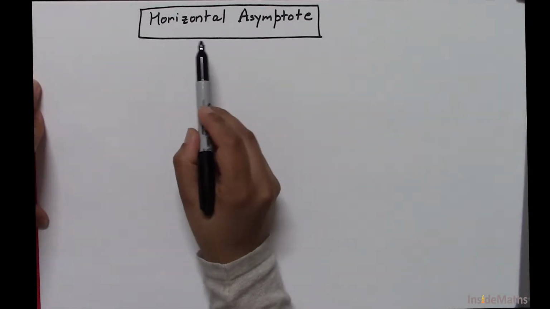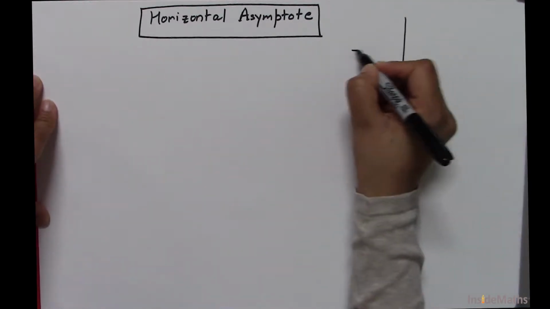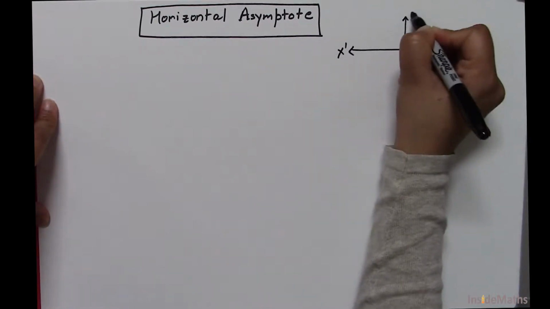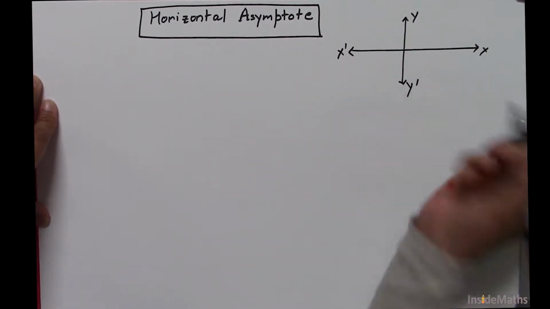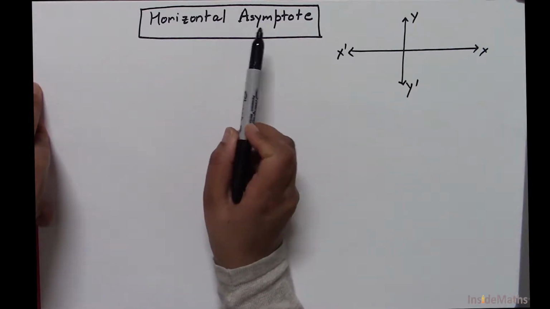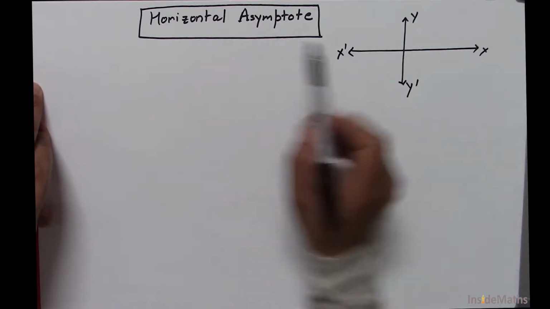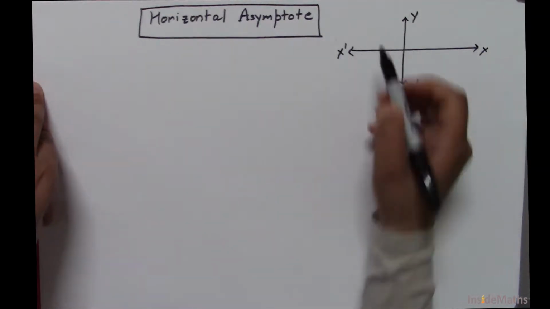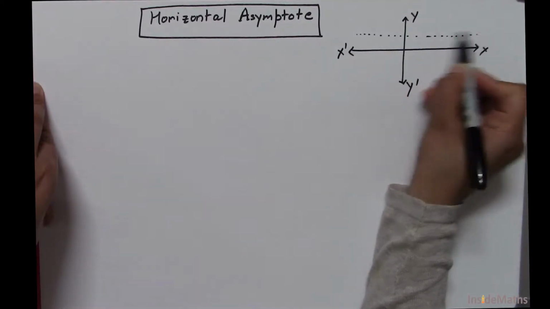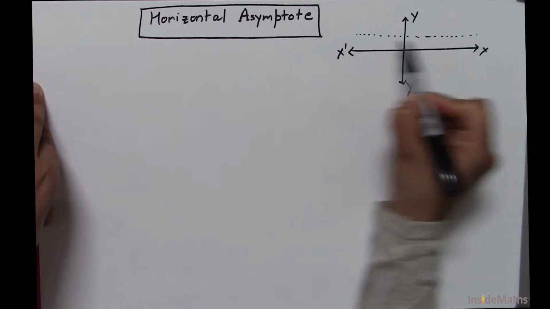In this video you will see what is a horizontal asymptote. Let's see it on axis. This is x-axis, y-axis. Now, if there is a horizontal asymptote of a function, then either it will be the x-axis or it will be parallel to the x-axis. As it is a horizontal asymptote, that means it is a horizontal line.